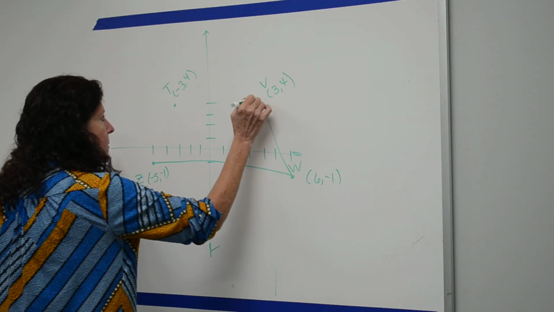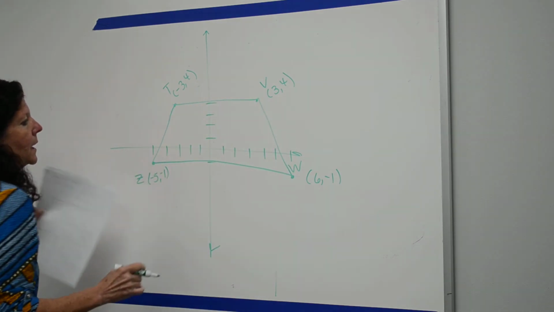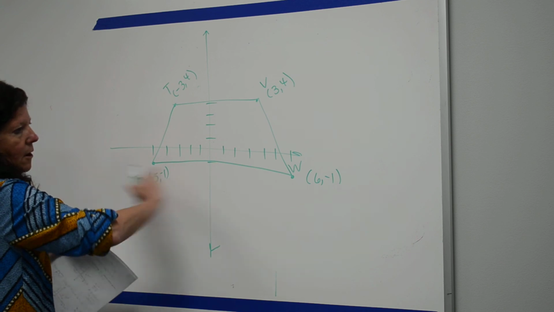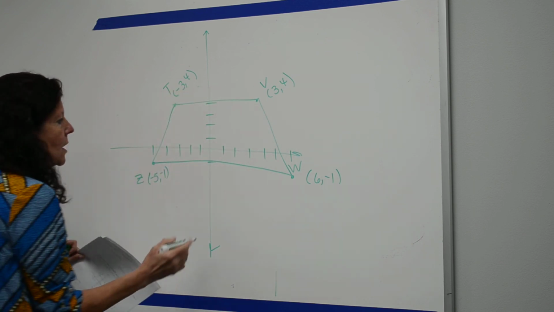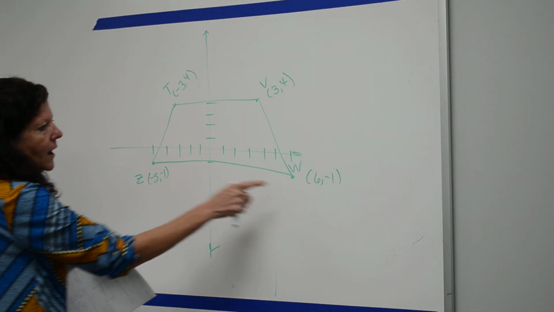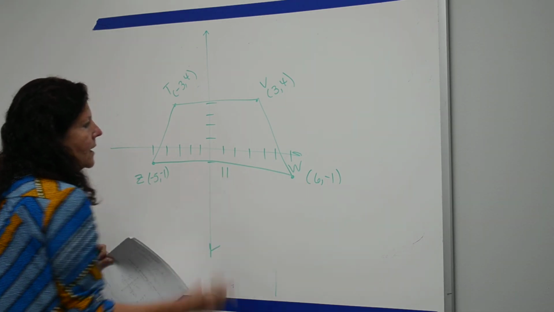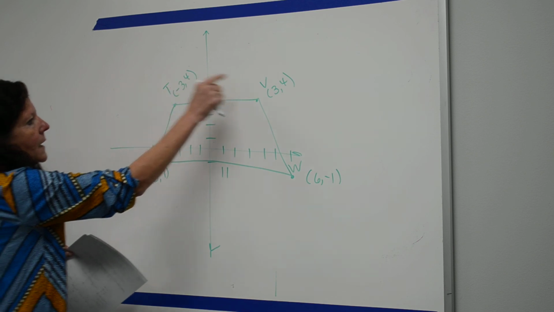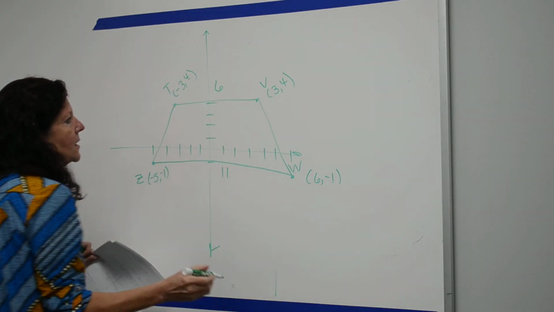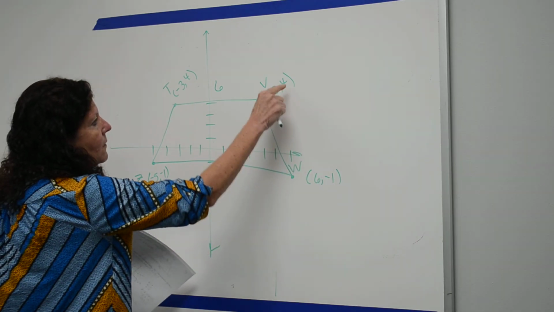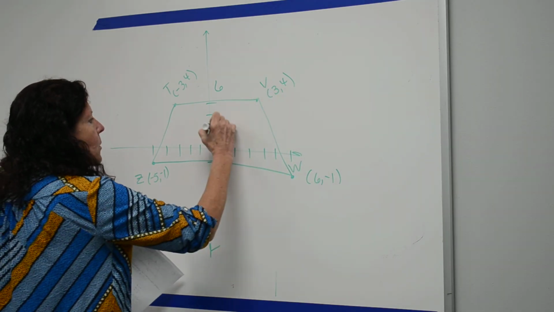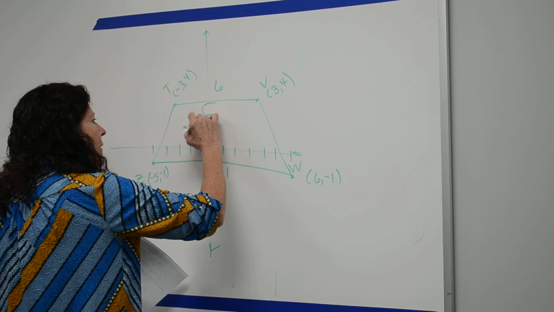Now, this one is relatively easy to do because you can figure out your base on the horizontal lines and you can figure out your height on the vertical lines. So this is going from -5 to +6, which is 11 units. This one's going from -3 to +3, which is 6 units. So I have both my bases. My height is going from -1 to +4, which is a height of 5.